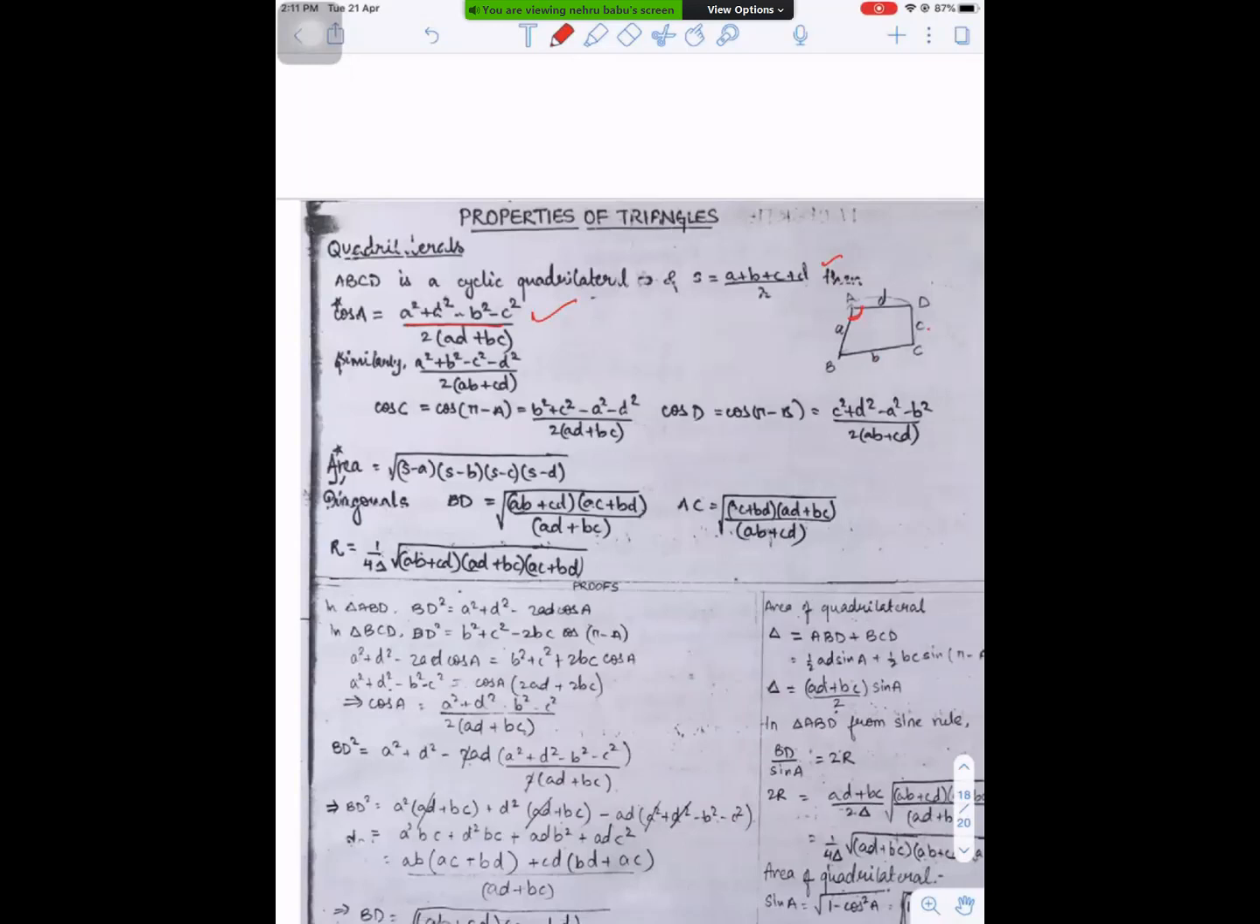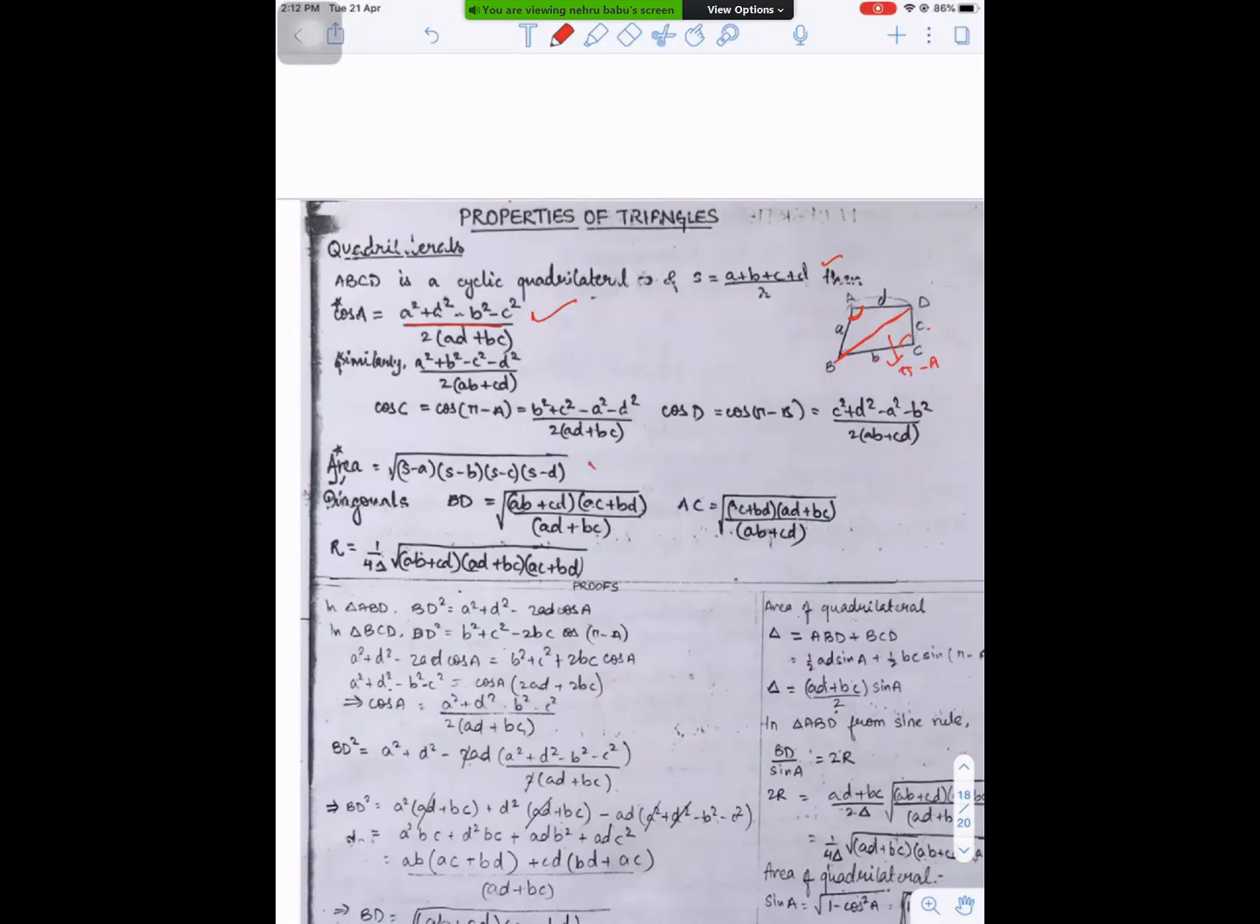Okay, how to prove that result? The cos A formula is derived just by using this diagonal BD. If we take BD in triangle ABD, a square plus d square minus 2ad cos A will come, which is equal to, in triangle BDC, c square plus d square minus 2cd cos(180 minus A). This angle is 180 minus A. So by using the two results, we get cos A value as (a square plus d square minus b square minus c square) by 2 times (ad plus bc). Okay, this formula you have to remember.